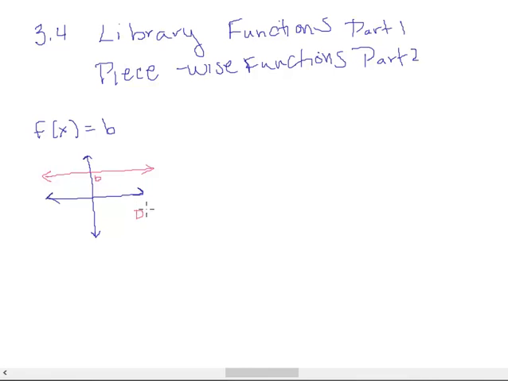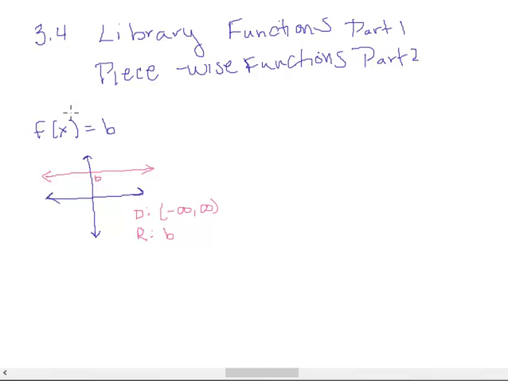So the domain, again, this will go to the left forever and to the right forever. So the domain is all real numbers. And the range is kind of tricky. What would the range be for this function? Well, let's see, there's nothing down here. It's right there. And then there's nothing above it. So the range is actually just a single value. And it would be b.